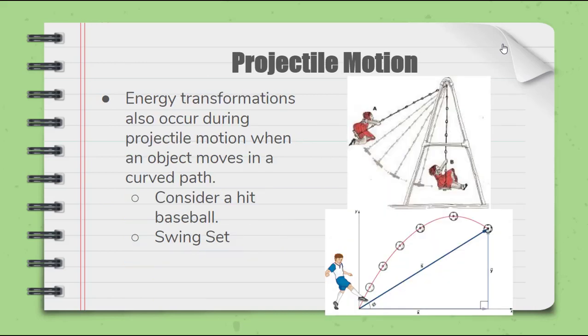Energy transformations also occur during projectile motion when an object moves in a curved path. Consider a hit in baseball. When the ball is initially hit, there's a lot of kinetic energy. Once it reaches the peak of its arc as a projectile, it has very low kinetic energy and very high potential energy because of how high it is off the ground. As the ball then starts hurtling back towards Earth due to gravity, that potential energy is converted back into kinetic energy as it approaches the ground. So again, lots of different ways that we can look at this, but understand that energy within the system is always constant. It's just changing whatever form it may have from potential to kinetic.